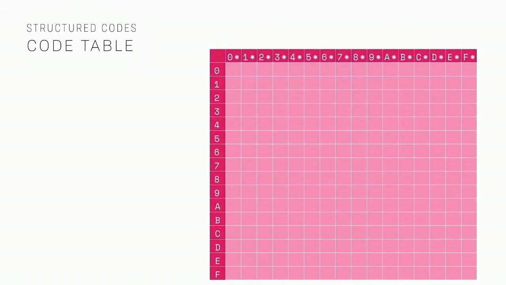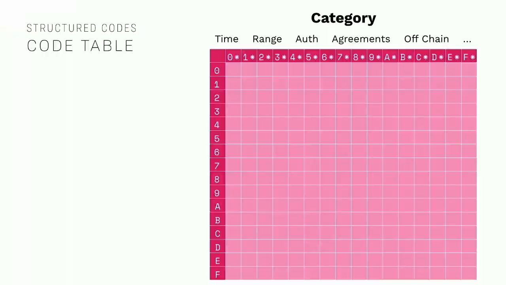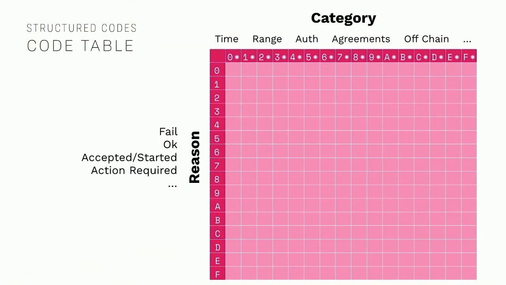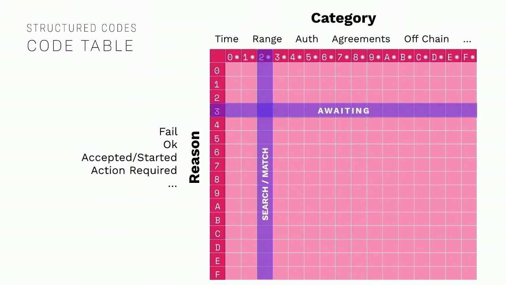As I just alluded to, this can be seen as a table, so columns and rows, where the columns are categories: time, range logic, agreement, off-chain flows, encryption, all of that. And then the rows are reasons, so some things accepted or started, or is out of range, or anything like that. And we can grab the two across, compose them together, and get an actual semantic message out of this, that we're awaiting a match.